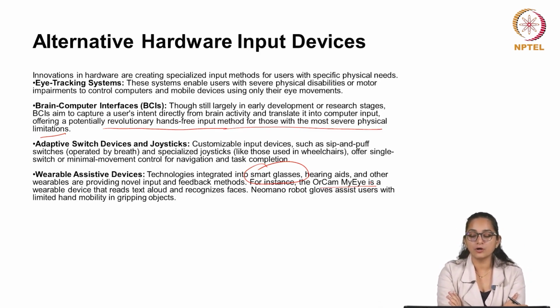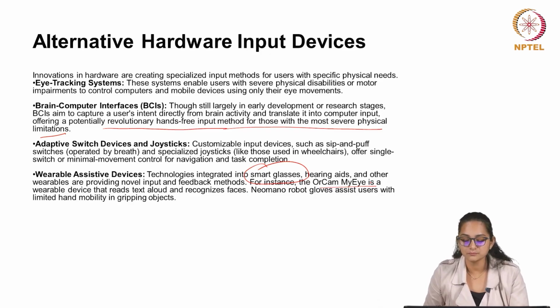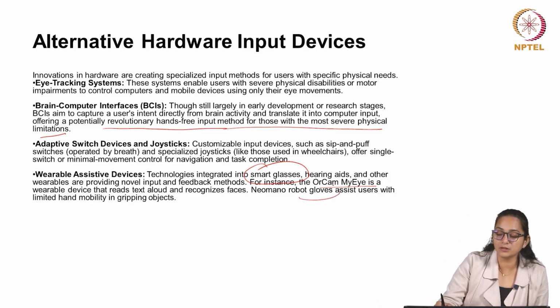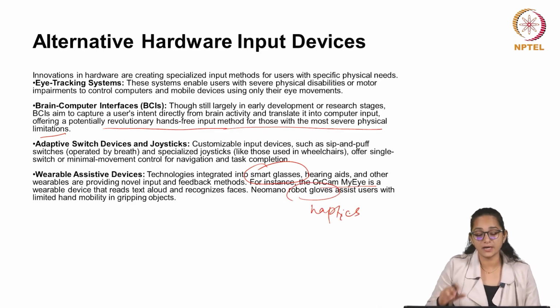Nimbus robot gloves assist users with limited hand mobility in gripping objects. So, robotic gloves or haptic gloves are able to assist users with limited hand mobility in gripping objects.